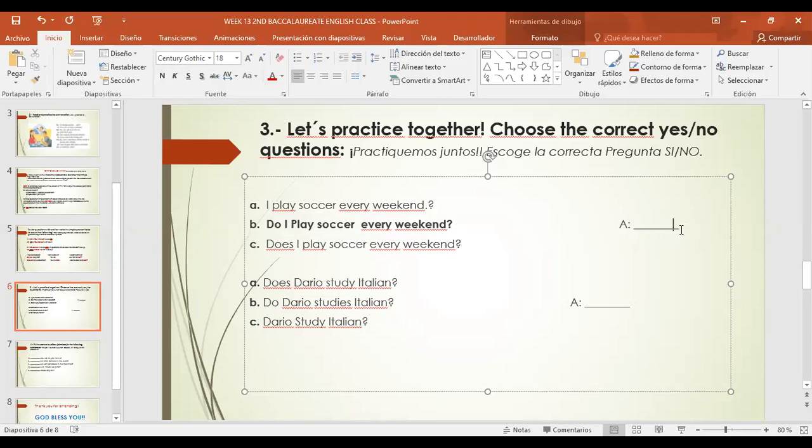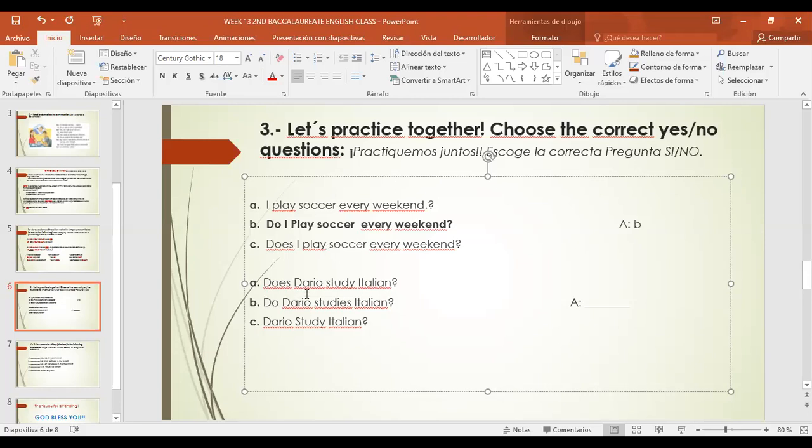Remember, guys, with this auxiliary, in this case, I, we use the auxiliary do with these subject pronouns. With the subject pronouns I, you, we, and they, we use the auxiliary do. So the correct is B. Very good. Excellent. Okay, another.